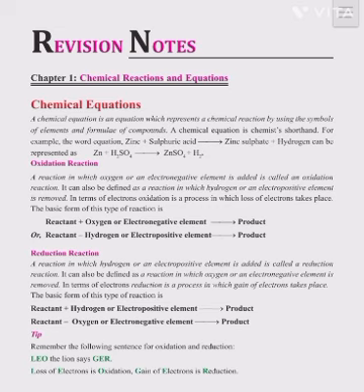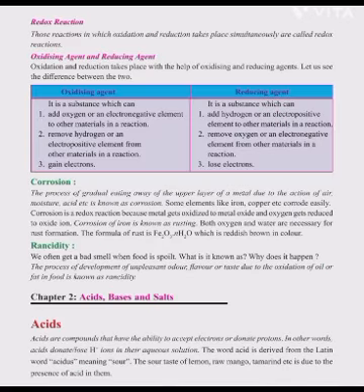Reduction reaction. A reaction in which hydrogen or an electropositive element is added is called a reduction reaction. It can also be defined as a reaction in which oxygen or an electronegative element is removed. In terms of electrons, reduction is a process in which gain of electrons takes place. The basic form is reactant plus hydrogen or electropositive element gives product, or reactant minus oxygen or electronegative element gives product. There is a tip given: LEO the lion says GER. Loss of electrons is oxidation, gain of electrons is reduction.